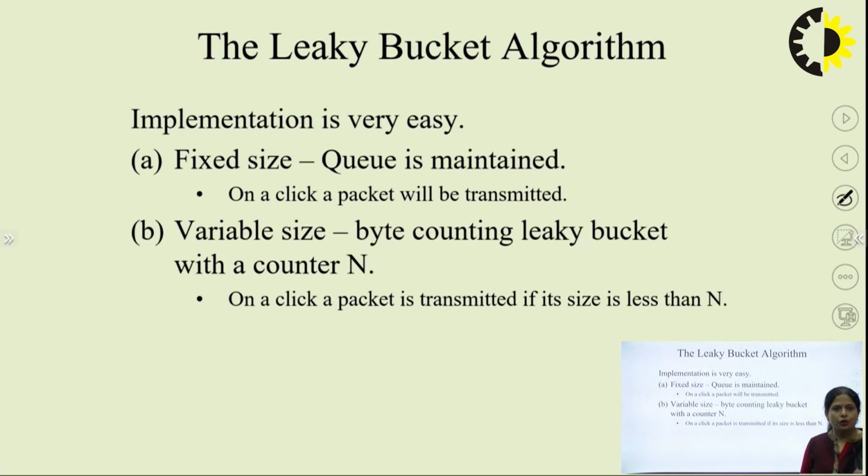So, in short, implementation is quite easy in the case of the leaky bucket algorithm, as we have seen, that it is of fixed size, and a queue is maintained, right? On just a single click, a packet will be transmitted, and if we have variable size, then we use a byte-counting leaky bucket with the counter n. Fine. On a click, a packet is transmitted if its size is less than n. If the size is not less than n, that is, it is greater than n, it needs to be segmented, right?